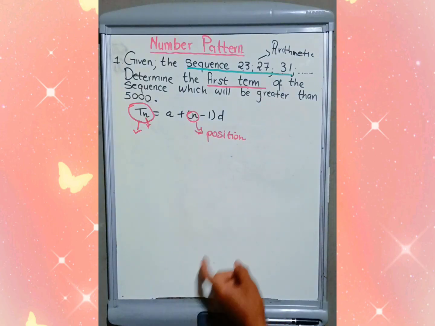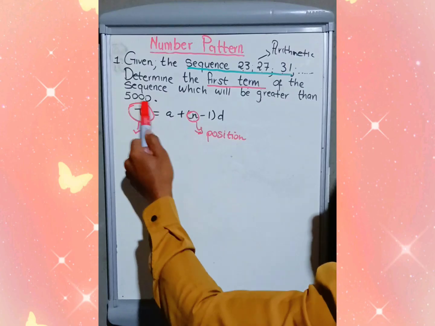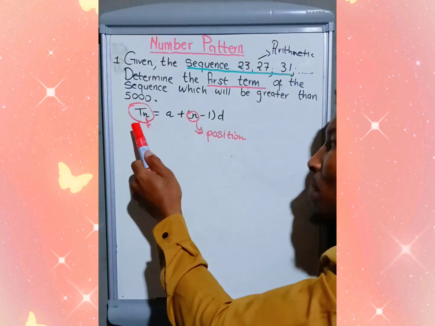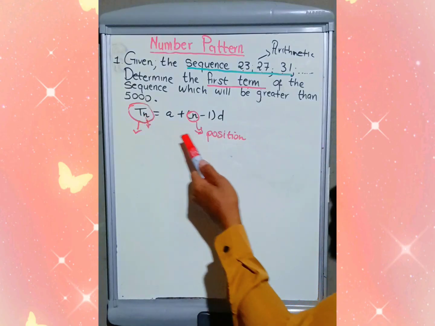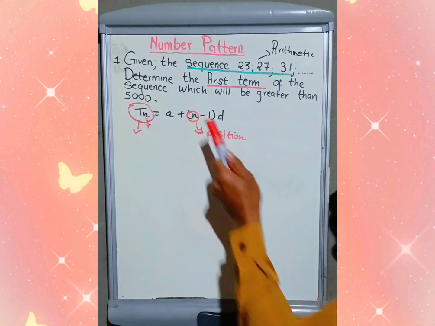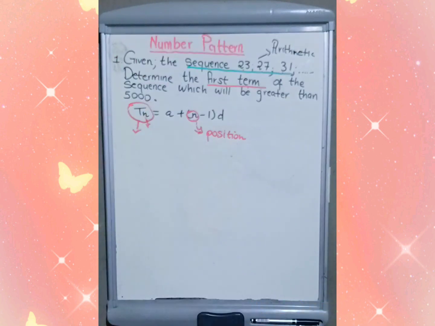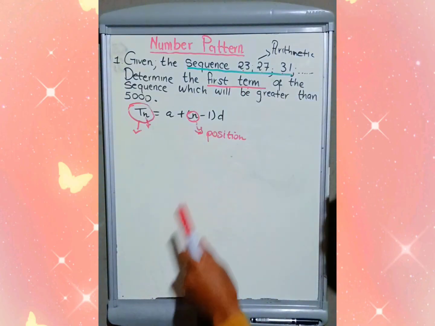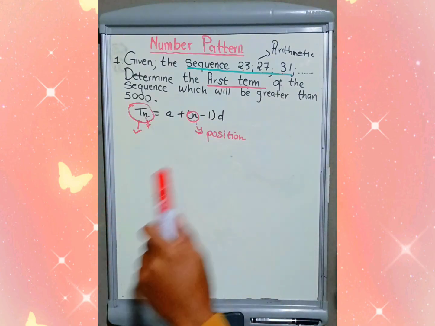This is very important. When they are asking for the term, they are asking for the number that must be here on Tn, but Tn needs the position. The position is the value of n, where n must always be positive, a natural number, a whole number. n must not be a decimal number, and n must not be a fraction.